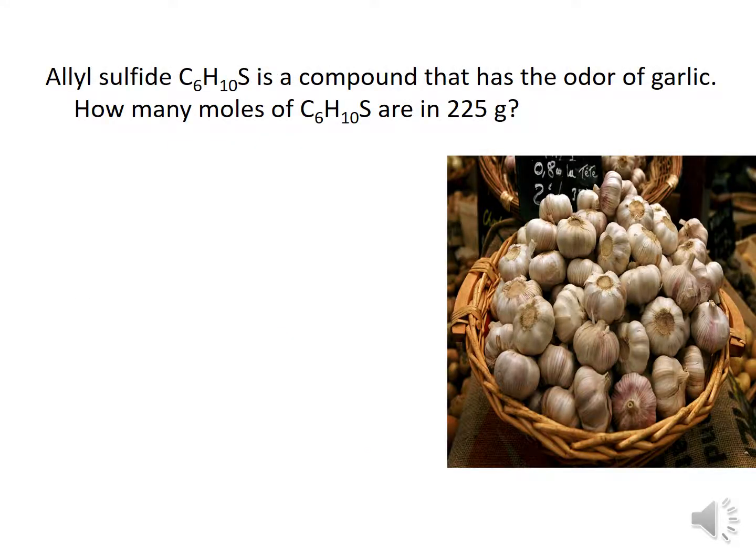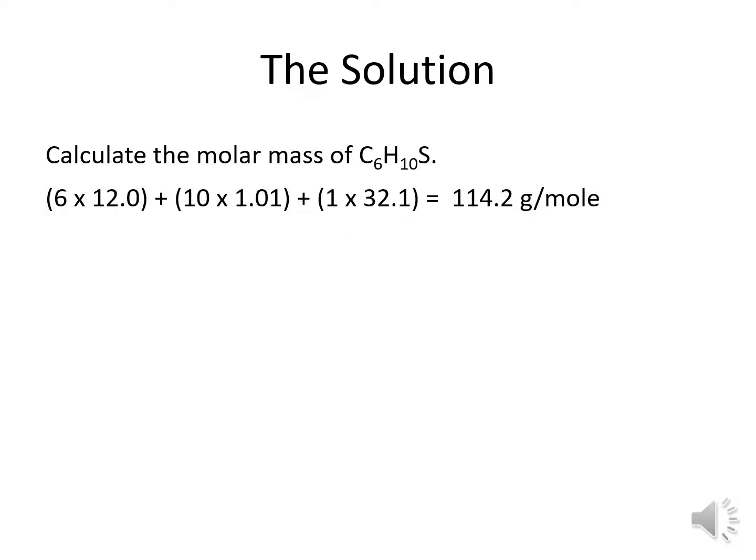Let's try one. Allyl sulfide, C6H10S, is a compound that has the odor of garlic. How many moles of C6H10S are in 225 grams? So our solution to this is to first calculate the molar mass of C6H10S. So that's 6 times 12.0 for carbon, 10 times 1.01 for hydrogen, 1 times 32.1 for sulfur, for a total of 114.2 grams per mole.